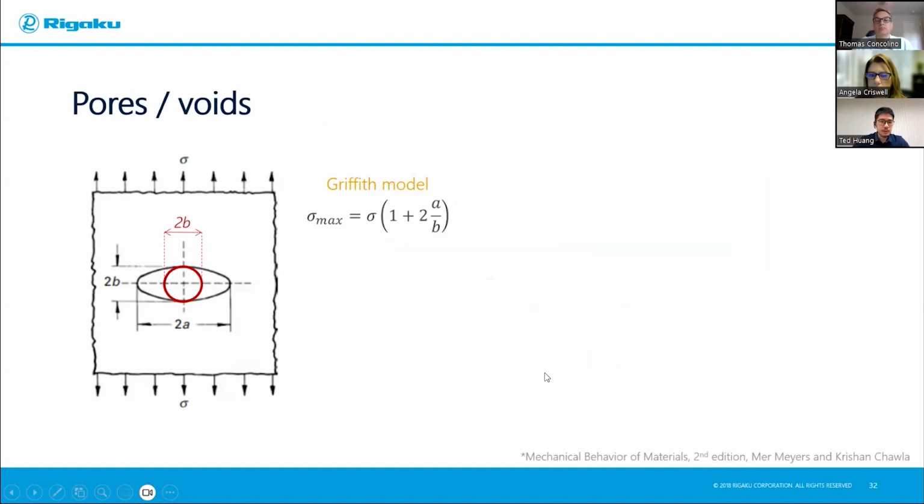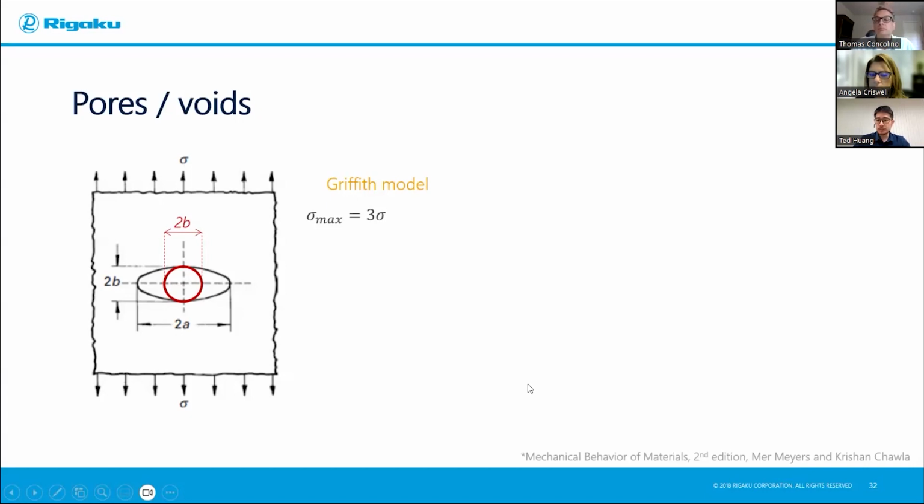Does that mean I don't have to worry about it? I don't have sharp angles anymore, right? We look at the Griffith model again. Now A over B is basically 1, right? It's the same length. You are still looking at at least 3 times the force that you're putting on your product at the edge of your pores or voids. So simply by existing, pores and voids will be a structural weak point.